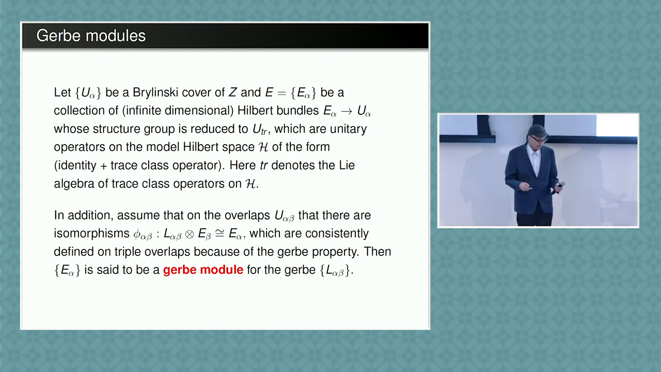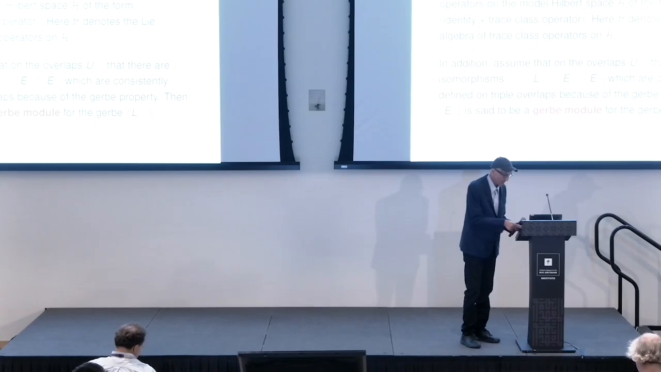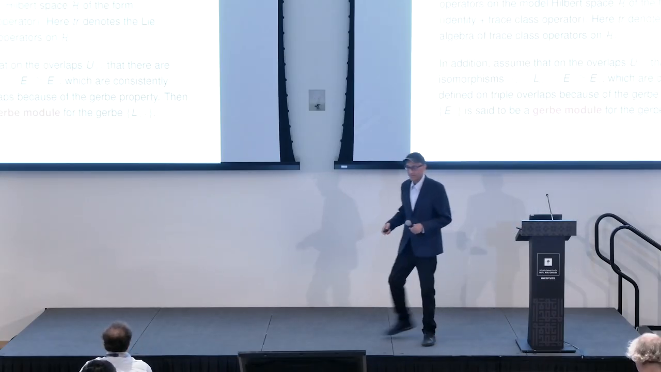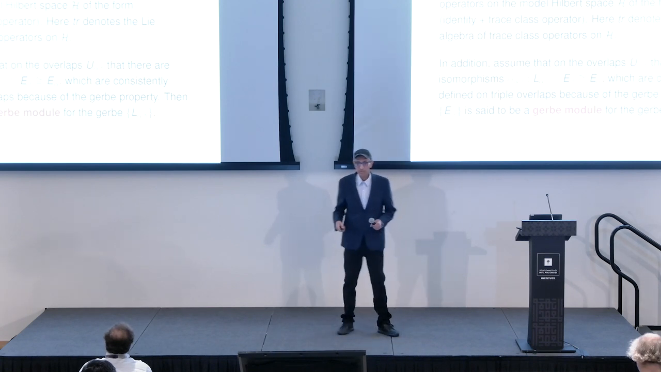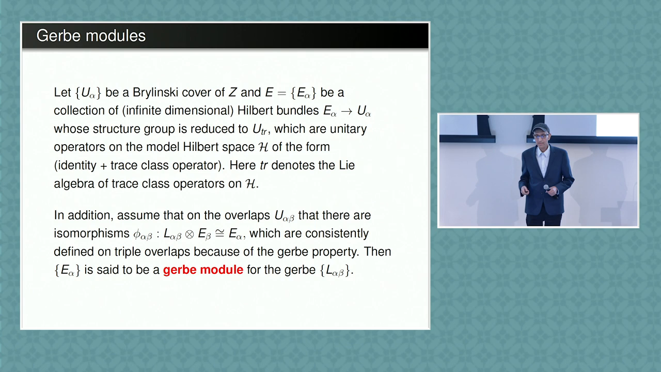The next thing is gerb modules. So let U alpha be a Brylinski open cover, as I explained. So it's an open cover of Z such that loops on these U alphas is an open cover of loop space.